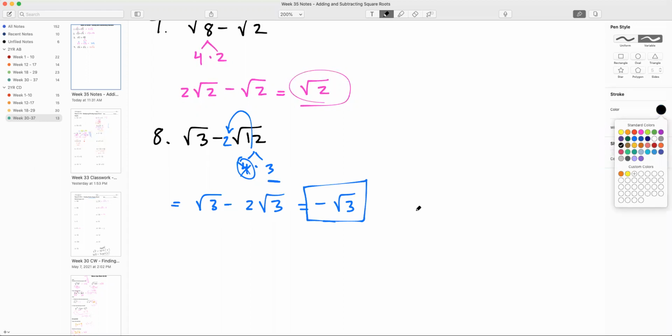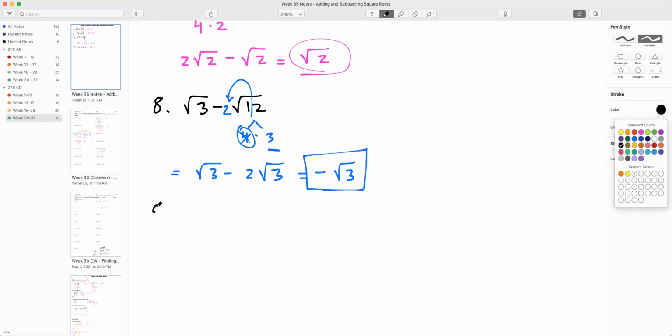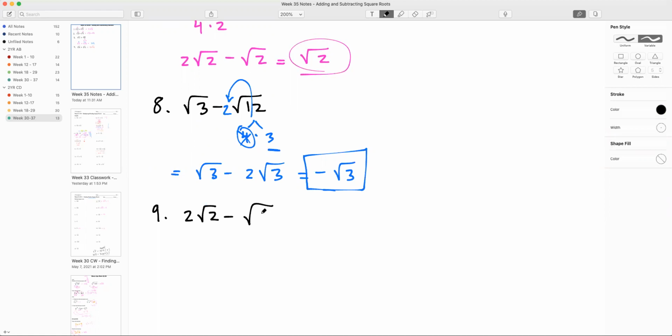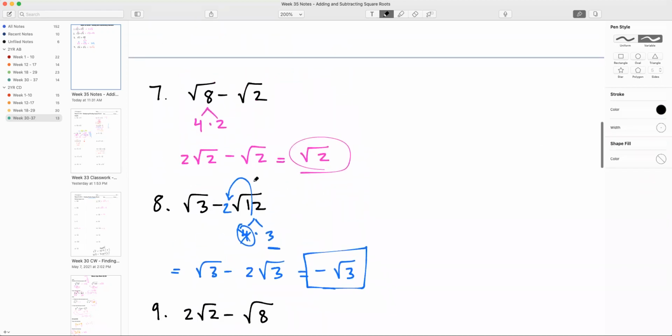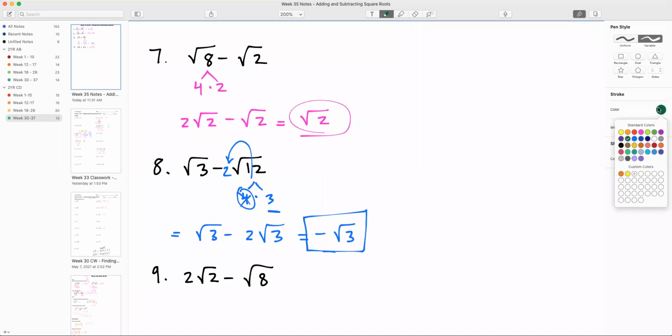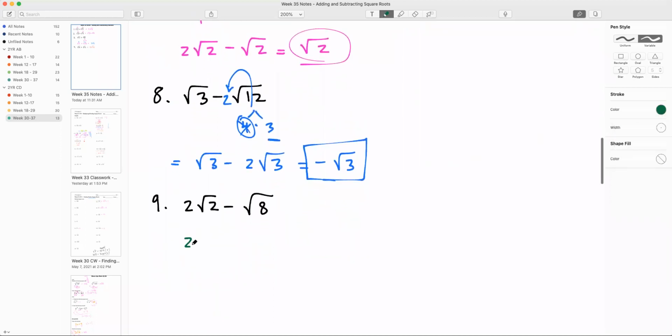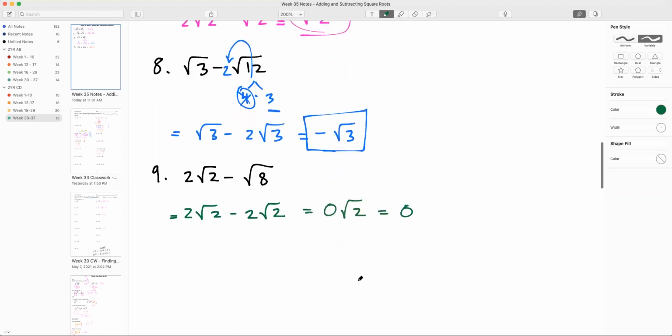Number 9. 2 root 2 minus root 8. Okay? Well, we know that root 8 up here simplifies to 2 root 2. So I'm going to cheat a little bit and just write 2 root 2 instead of root 8. So then, folks, what is 2 root 2 minus 2 root 2? Don't get confused now. Maybe some of you go, oh, well, it's 0 root 2. Well, you'd be right. But that equals 0, because 0 times anything is 0. And we're done with that one.